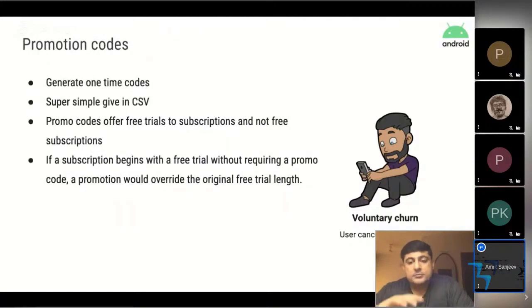Now, lastly, there are promotion codes. These are basically one-time codes that you generate to give users access to content or access to premium features or free trials. It's very simple to use. Basically, you go to the console and you select a time frame in which the code will be valid. You also say how many codes you need. It'll generate and share them in a CSV. You can share this with users via mail or push notification or different channels, and then use that to engage the user more.